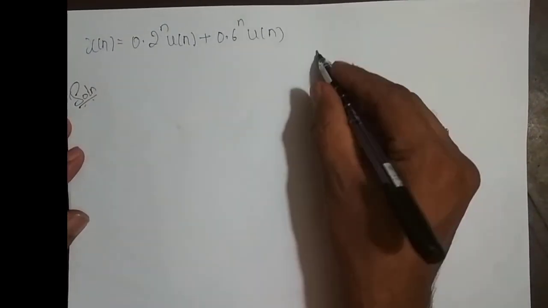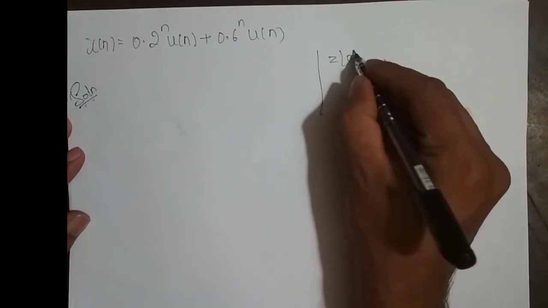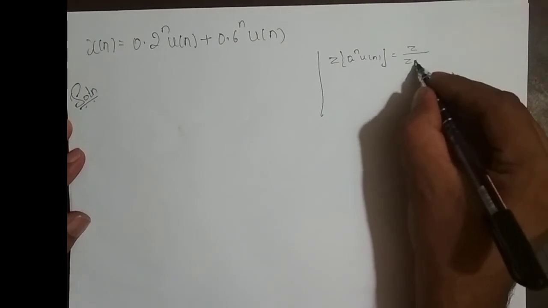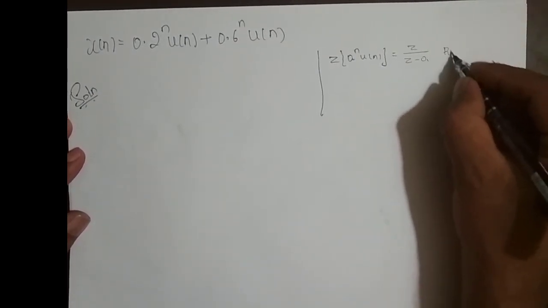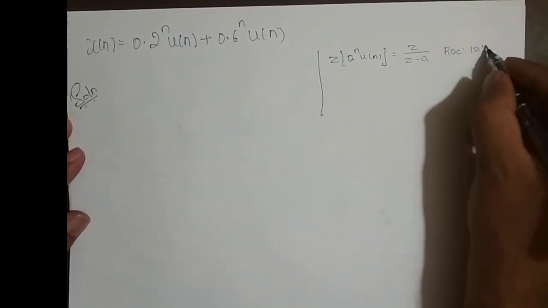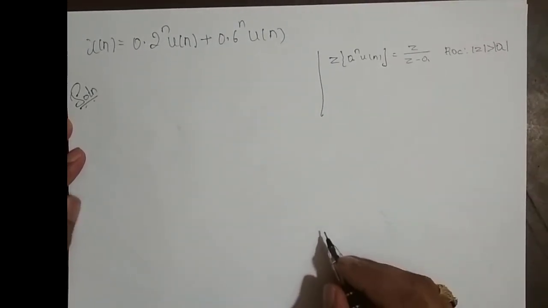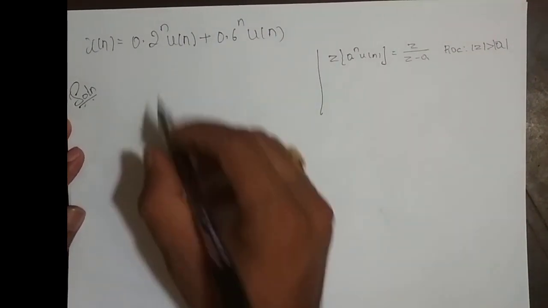So we know what is the Z transform of a power n u of n, which is z divided by z minus a. And what is the ROC? ROC is magnitude of z is greater than magnitude of a. It is outside the circle with radius a. So we can apply the standard result here.